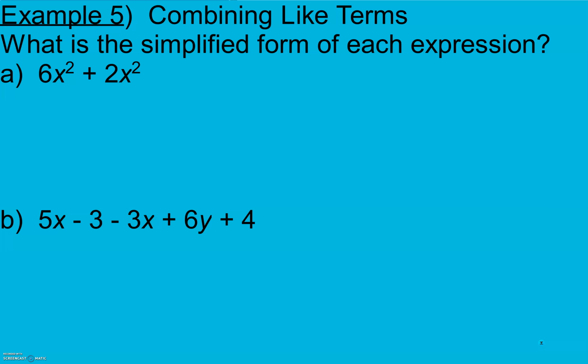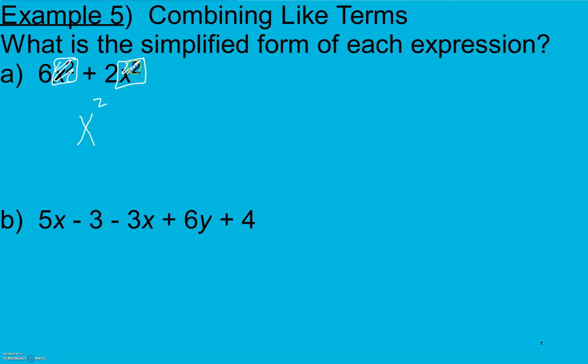So the first thing we need to do before we can simplify is figure out whether or not these are like terms and whether or not we can put them together. Well, here I have 6 times x squared plus 2 times x squared. So the x squareds are the same in both. They're exactly the same variable, same exponent. So because they're both x squareds, I'm going to combine them and keep it as an x squared term.